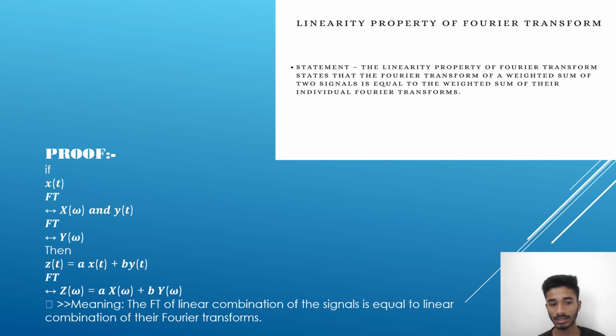The only thing changing here is x of t and y of t into X of omega and Y of omega. The two constants a and b are not going through any Fourier transform. They remain as they are, constants. Meaning the Fourier transform of a linear combination of signals is equal to the linear combination of their Fourier transforms. So moving on to our next slide.